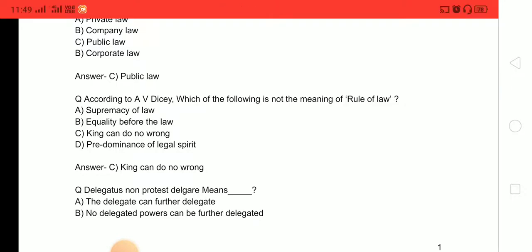According to A.V. Dicey, which of the following is not the meaning of rule of law? And the answer is king can do no wrong. This is not the meaning of rule of law, and the other three options are correct. That rule of law means supremacy of law, equality before the law, and predominance of legal spirit. This is a very important question.